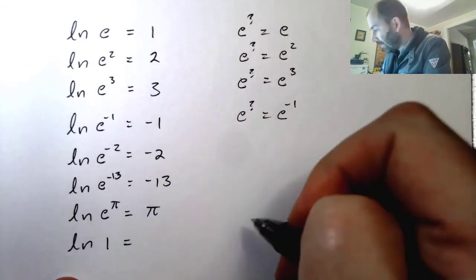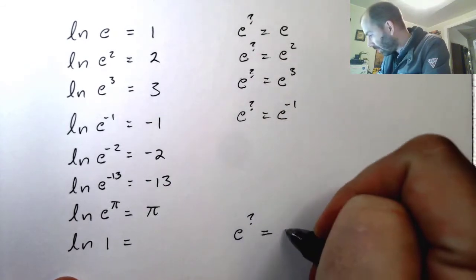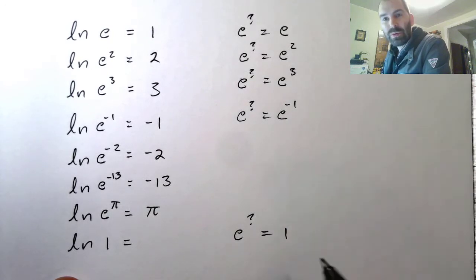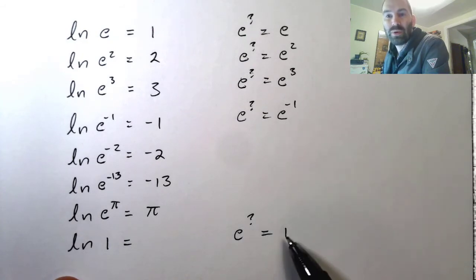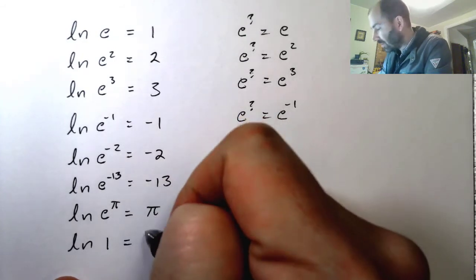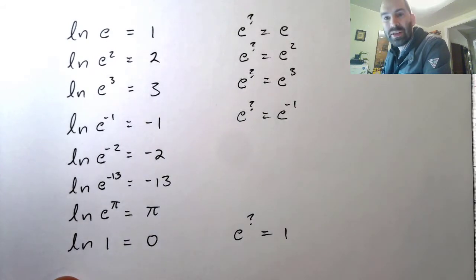How about this one? e to the what number equals 1? Well, if you raise any positive number to 0, you get 1. That's always true, even if this wasn't an e. So this is always going to be a 0. Even if this wasn't log base e, that would have been 0.